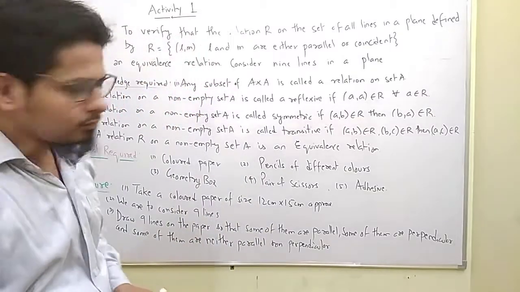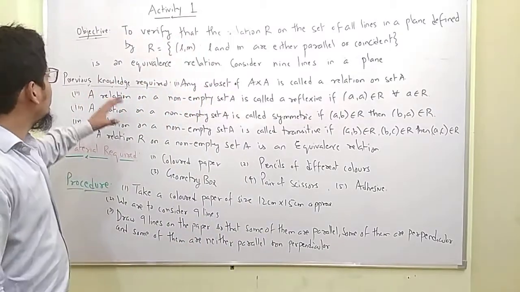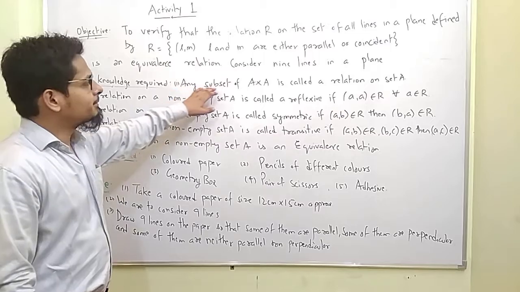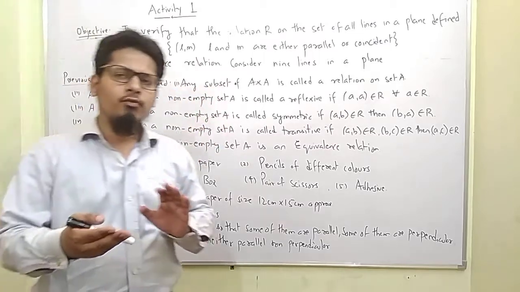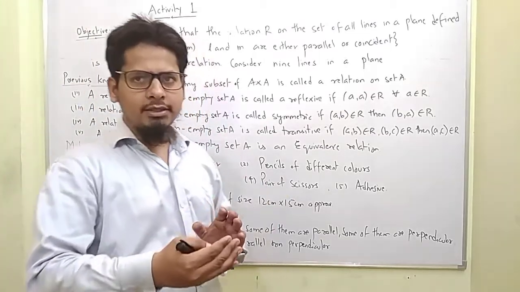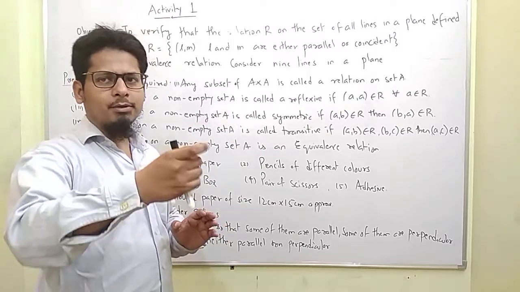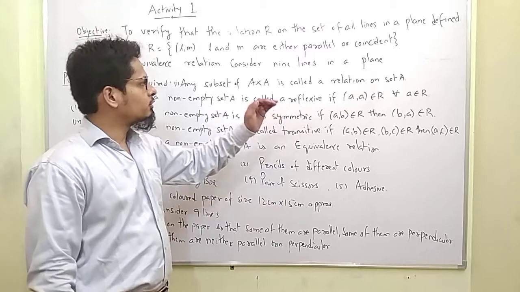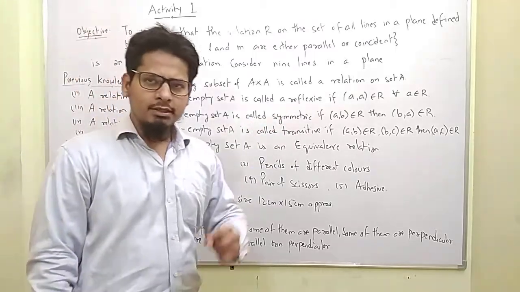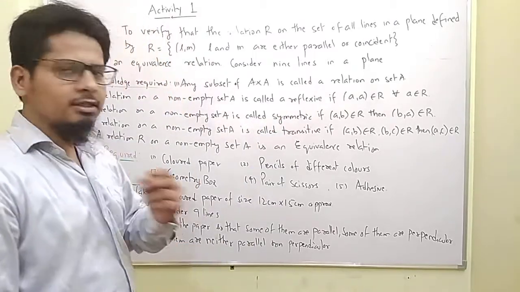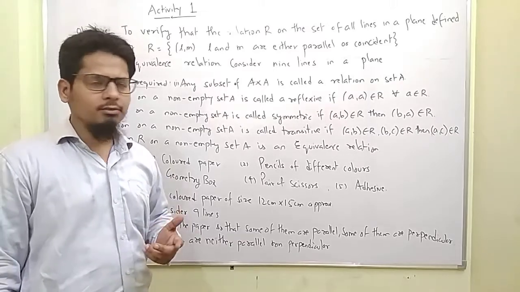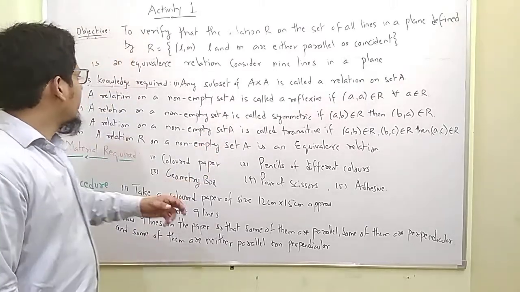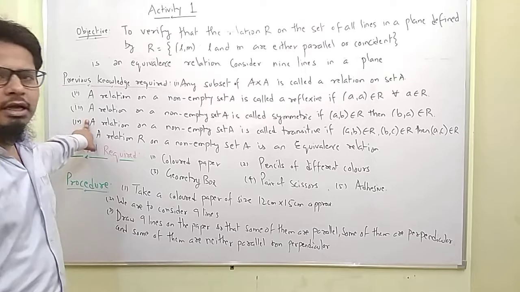Okay, so class, the previous knowledge: first, any subset of A cross A is called a relation on a set A. We make a relation from R to R, and we're doing mapping from R to R. This is the very basic thing, the Cartesian product. This is for the relation, and these are the three conditions I mentioned here.